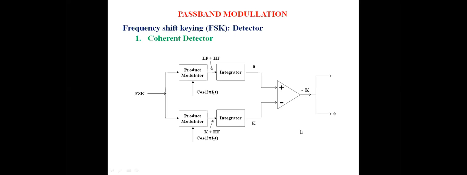So this is how we can detect and demodulate an FSK signal. That means FSK with the frequency F1 is decoded into 1, and FSK with F2 is decoded into 0.